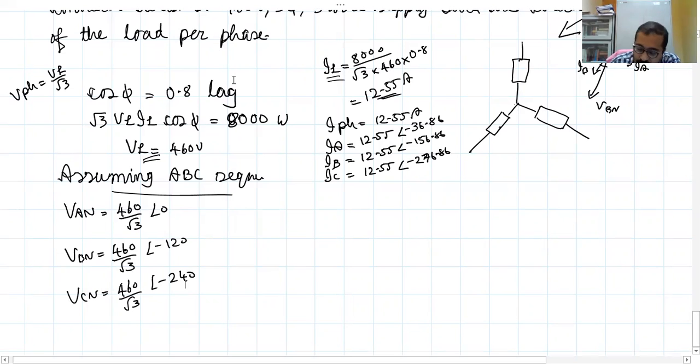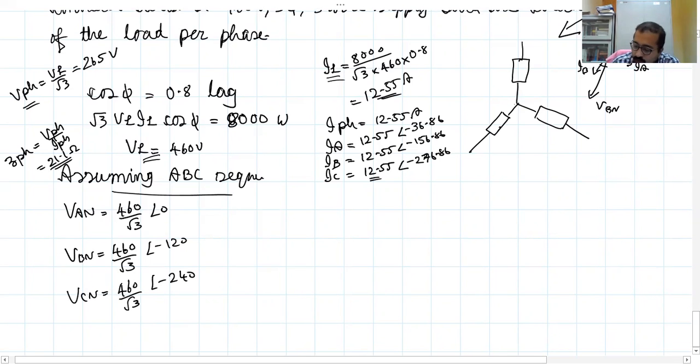So from here you get the phase voltage magnitude, VL divided by root 3, which is around 265 volt. Now you know the phase voltage and the phase current magnitude, so you can find the impedance Z per phase. That will be VPH divided by IPH. You should get a value of around 21.1 ohms.